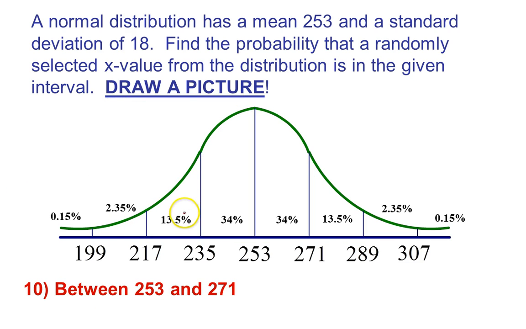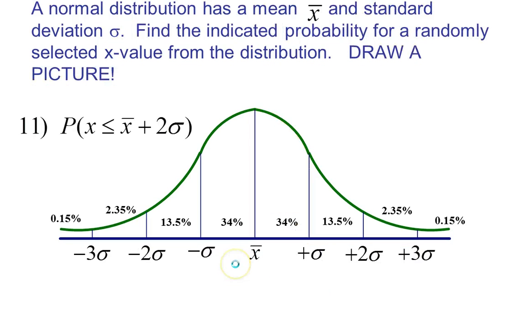Number 10. Okay, between 253 and 271. So here's 253 and here is 271. Well, that is obvious. Alright, there's only one zone, so it's going to be 34%. Okay, between there and there. Alright, too easy.